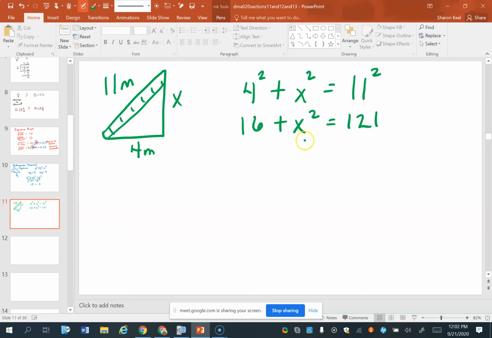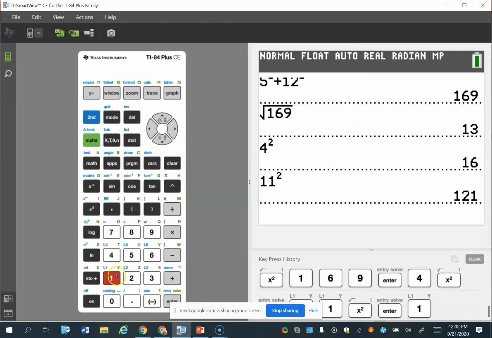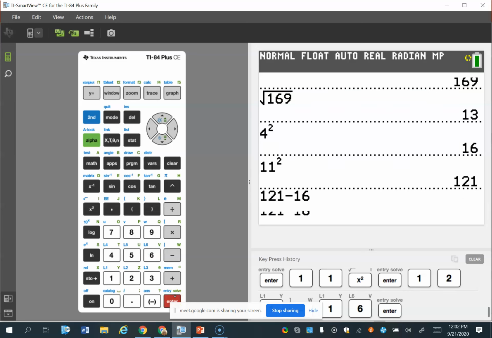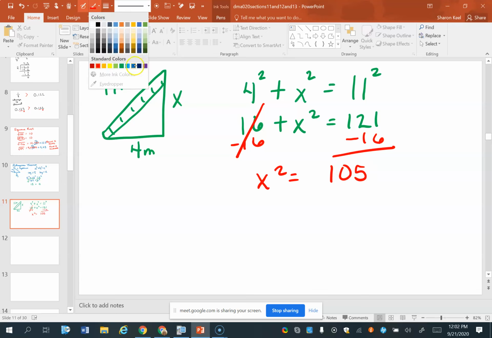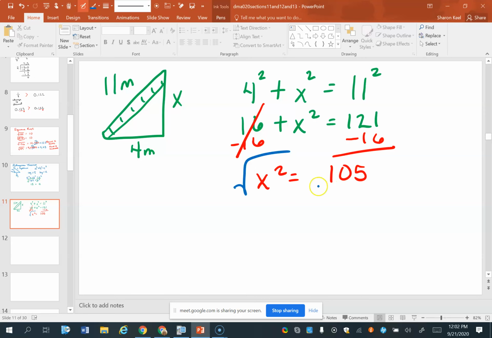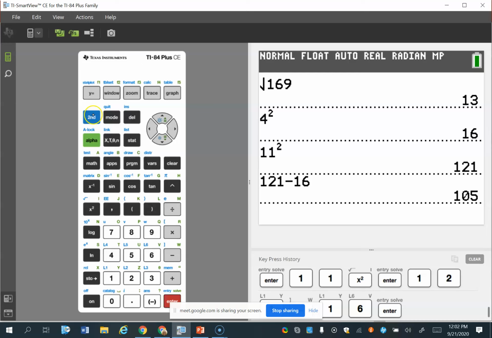Now we need to get this variable by itself, so I'm going to take that 16, I'm going to subtract it to make it cancel on this side and move it to the other. So I now have x squared equals 121 minus 16, which is going to leave us with 105. As we're trying to get our solution of x, we need to take the square root of both sides so that x will now be alone.